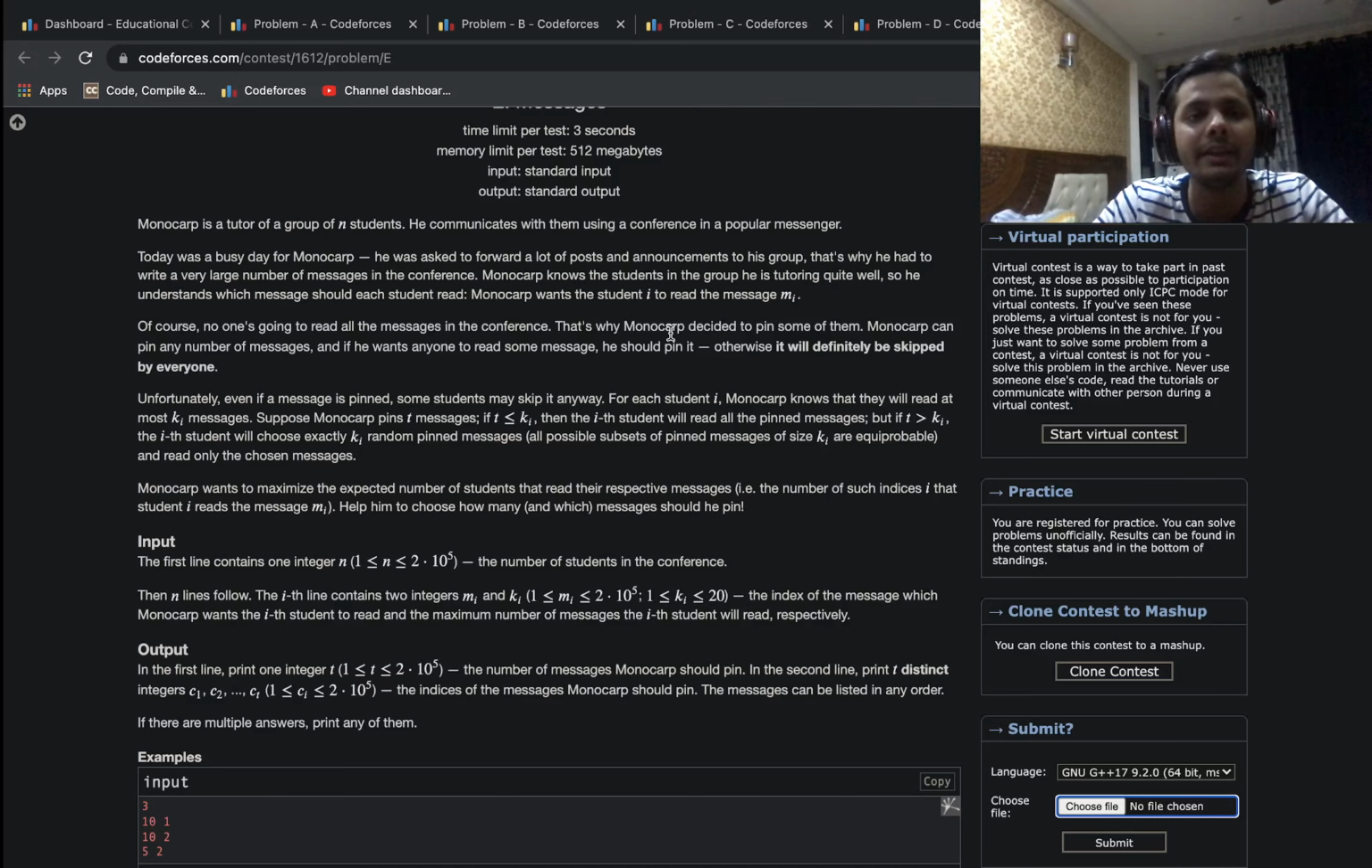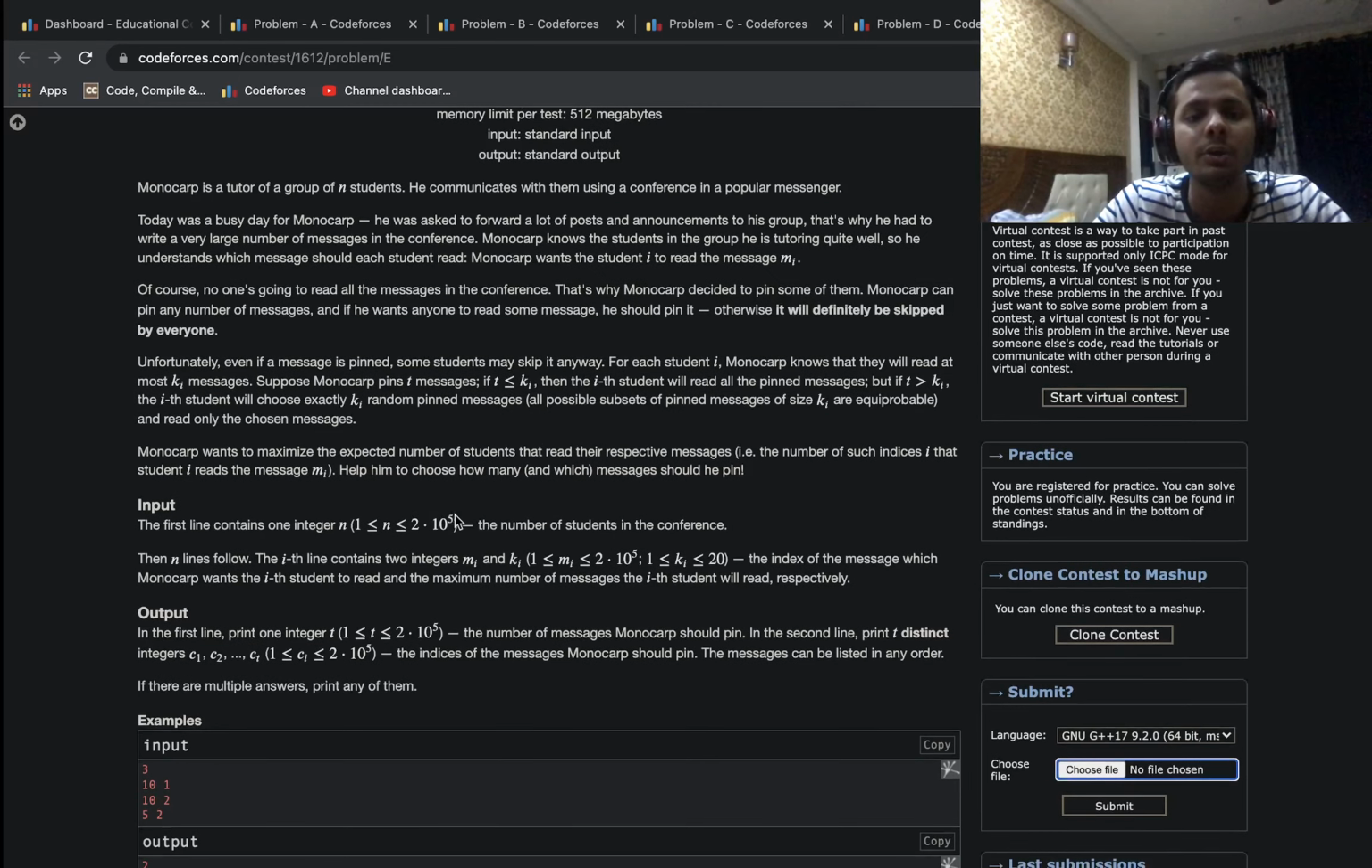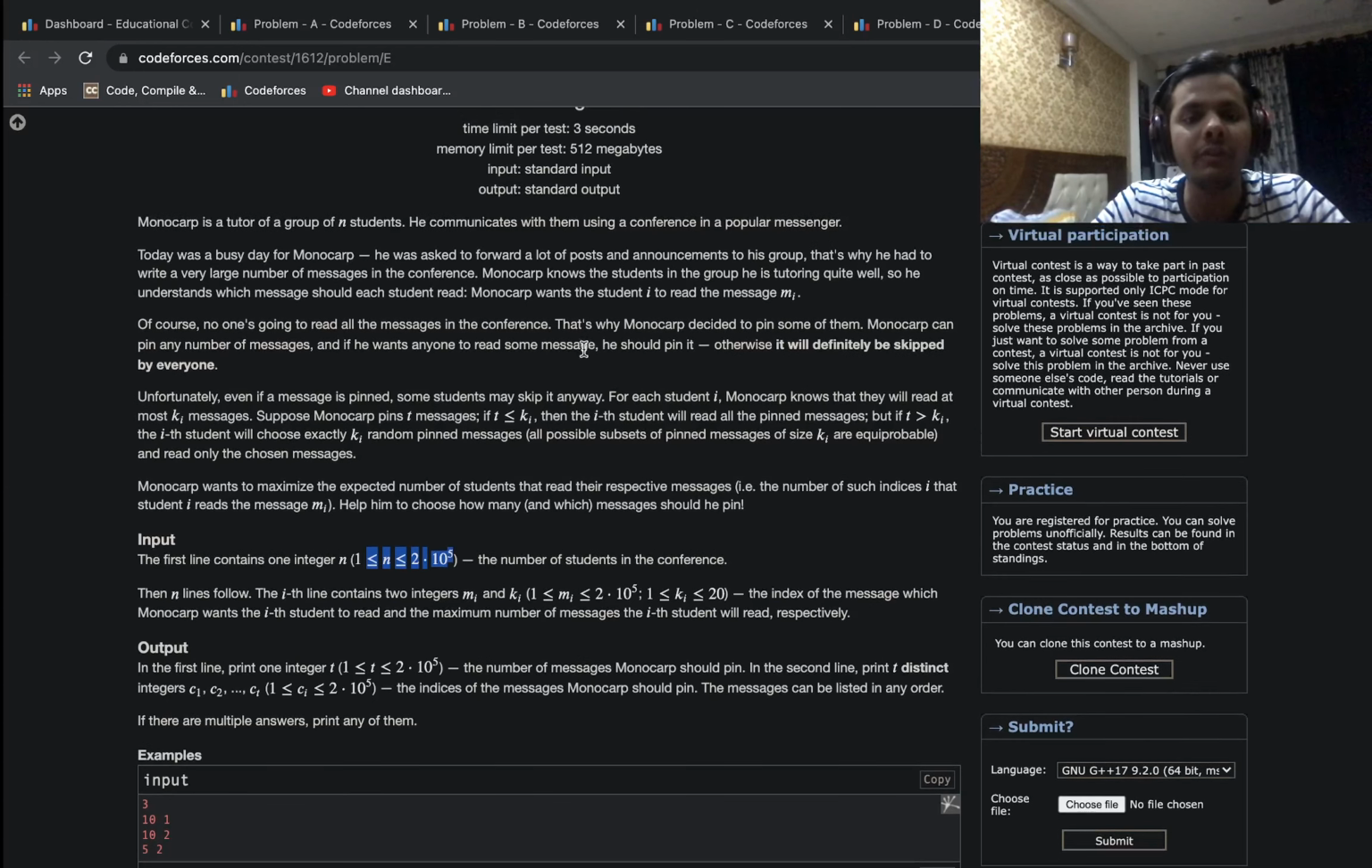It's actually a pretty greedy problem. So let's see what we are doing here. According to the problem, there are n students and we have to pin some messages. There can be a lot of messages, from 1 to 2 to 10 raised to the power 5, and we have to choose a subset of these messages and pin them, right? If we pin a message, then every student reads that message, as long as the total number of pinned messages is less than or equal to k_i for a particular student i. I have already been provided with the k_i values for all the children, right? And if the number of pinned messages is less than or equal to k_i for student i, then he will read all the messages.